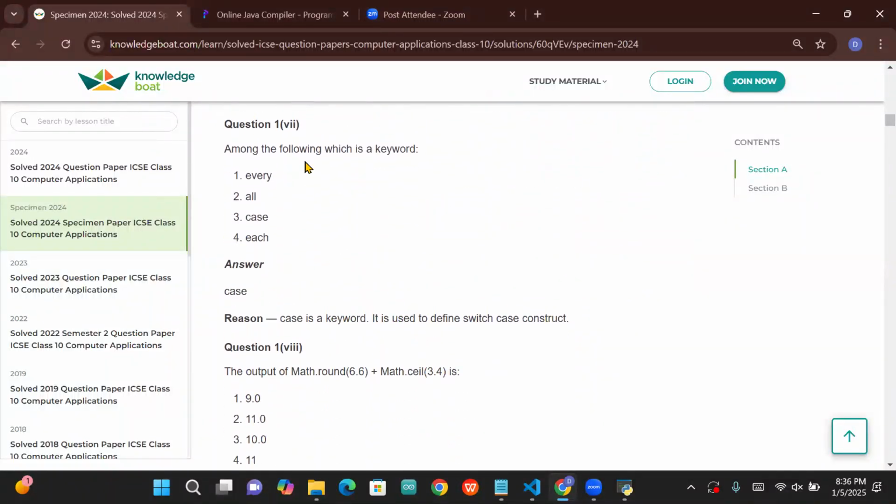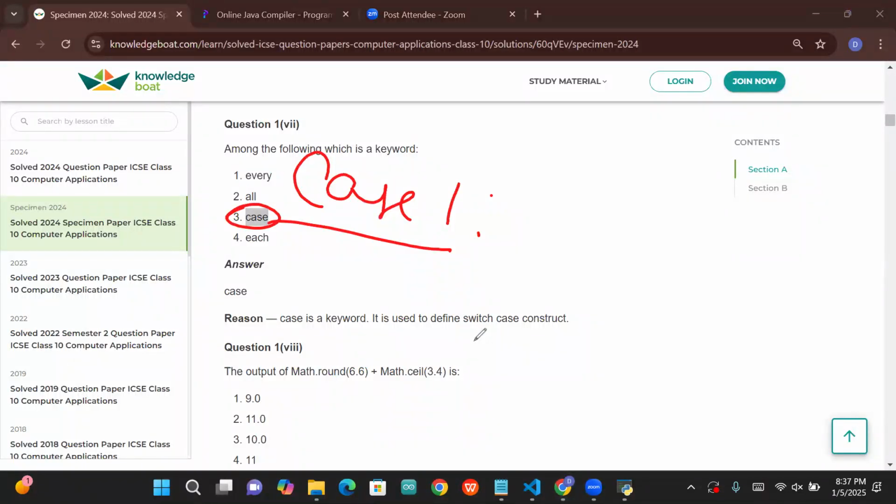Among the following, which is a keyword? So what is a keyword? A keyword is a reserved word, already reserved in Java, which has some special meaning in Java. You cannot use a keyword for your own use, like taking a variable name. In a switch statement you write case 1, case 2, right? So case is a reserved word.